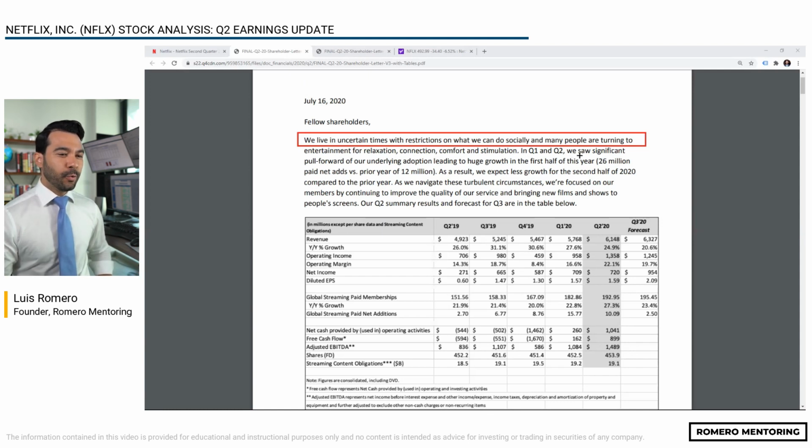In Q1 and Q2, we saw significant pull forward of our underlying adoption, leading to huge growth in the first half of this year. 26 million paid net adds versus prior year of 12 million.